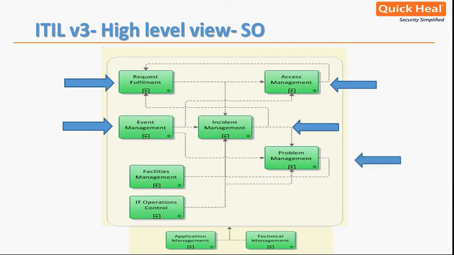Then we have problem management. Let's say you have an incident which has been invoked, then it would be resolved and restored by the incident management team. However, the problem management team would ensure that those unplanned incidents should not and must not occur in the environment. It also ensures that the root cause is identified and those errors are permanently fixed. Moving on, we have facilities management.